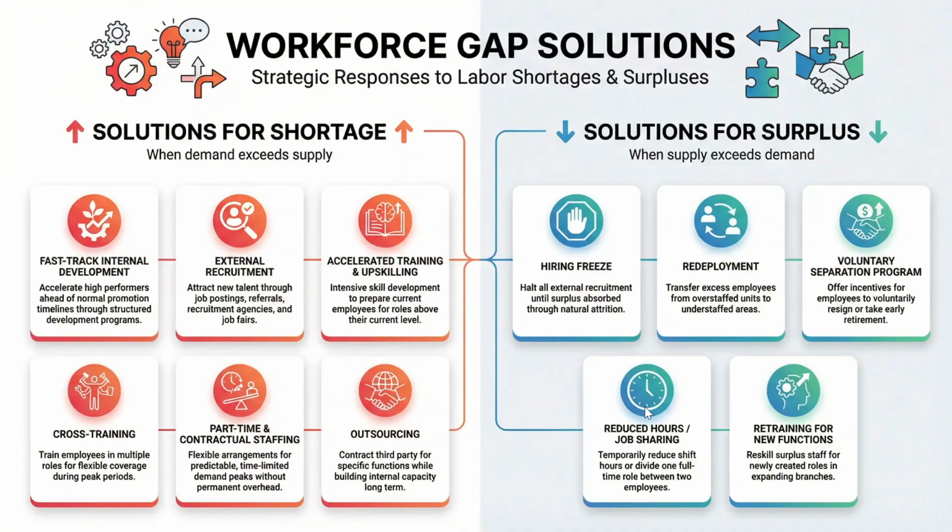Accelerated training and upskilling. Yan. Skill development to prepare the current employees for roles above their current level. Cross-training. You train employees in multiple roles for flexible coverage during peak periods.